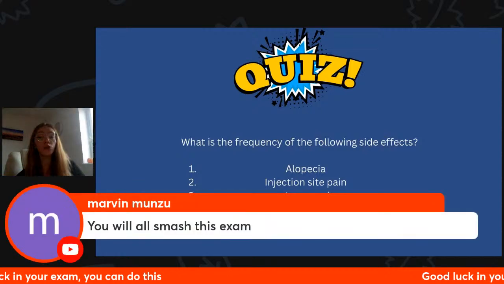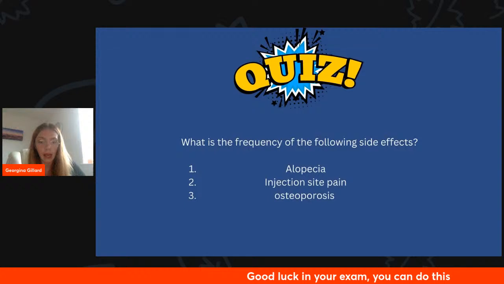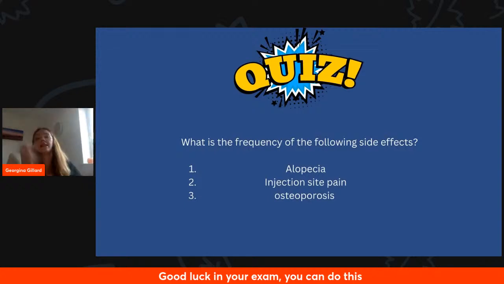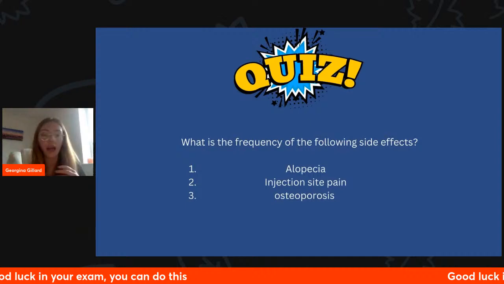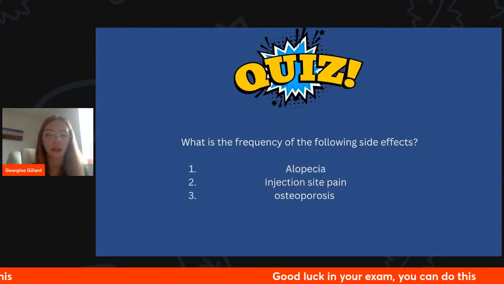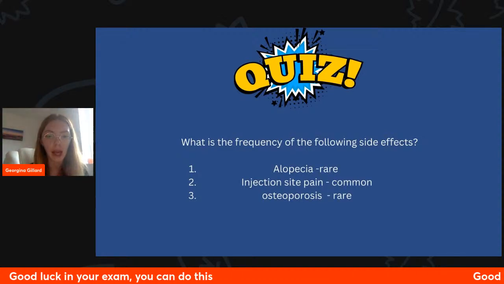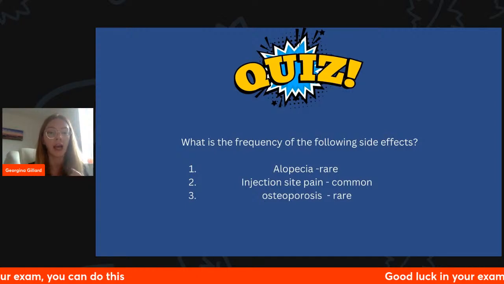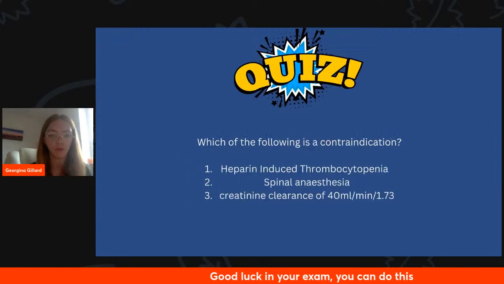Exactly. You are all going to smash this exam. Okay. You are absolutely killing this. It's a light-hearted quiz. It's the same exercise that you're pretty much going to be doing in your exam. Searching those key terms. Or looking straight down to the undesirable effects section in the SPC. Okay, fantastic. So we've got alopecia rare, injection site pain common, and osteoporosis is going to be rare.